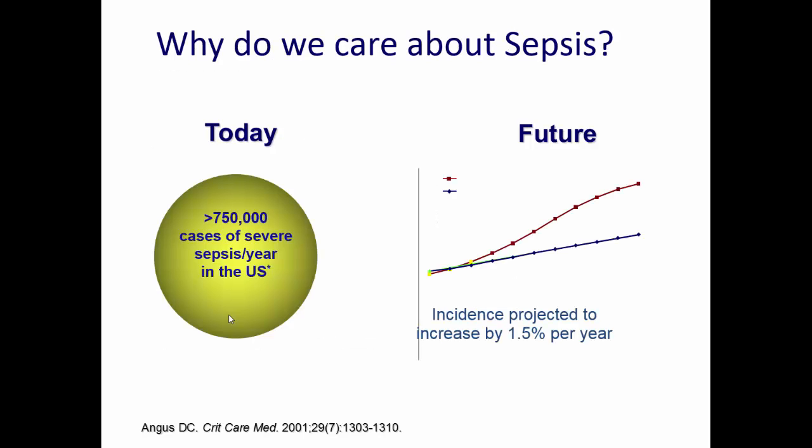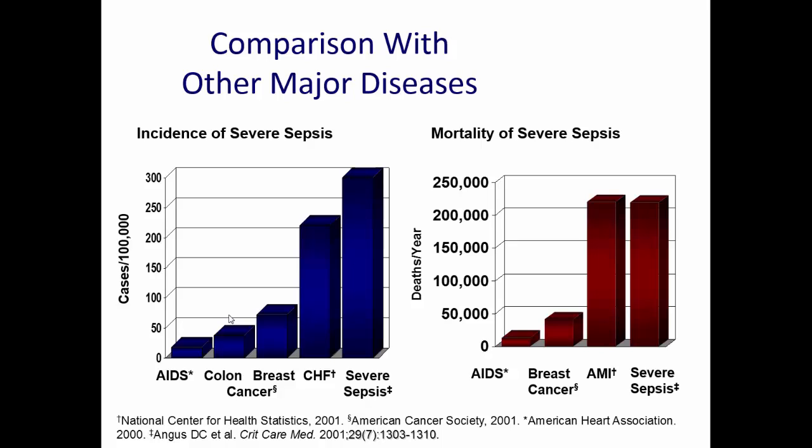So why do we really care about sepsis? Why are we talking about this today? Well, this is a fairly old slide. This is back in 2001. At that time, there were almost 1 million cases of severe sepsis per year in the U.S., and they anticipated it would increase by about 1.5% per year as the population ages. So incidence is similar to heart failure. Mortality is similar to acute MI. And that's another reason why it's important.